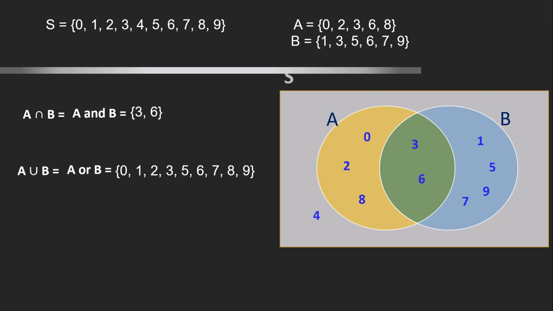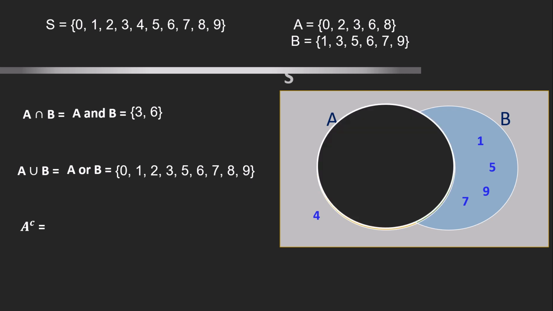Then how do we find the A complement? Yes, A complement is every element in S but A. Therefore, let me remove A. So, what are the elements? Now, you see 1, 5, 7, 9, 4. Yes, that is the A complement.